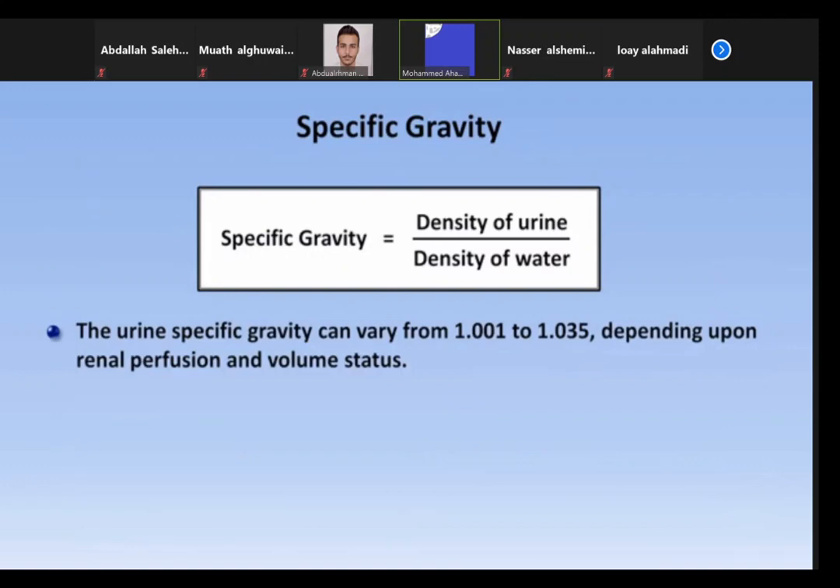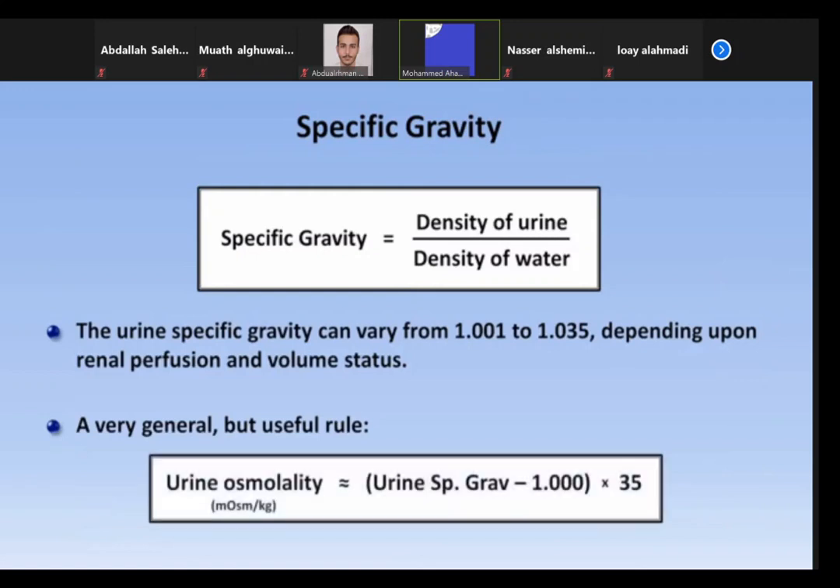There's an interesting, very general, yet still useful rule that urine osmolality in units of milliosmoles per kilogram is approximately equal to (the specific gravity - 1) times 35. This is helpful when assessing for things such as primary polydipsia or diabetes insipidus, because a urine osmolality can take many hours to be run by the lab. However, this equation is inaccurate in the setting of significant protein or glucose in the urine, since those conditions will increase the density out of proportion to the osmolality.